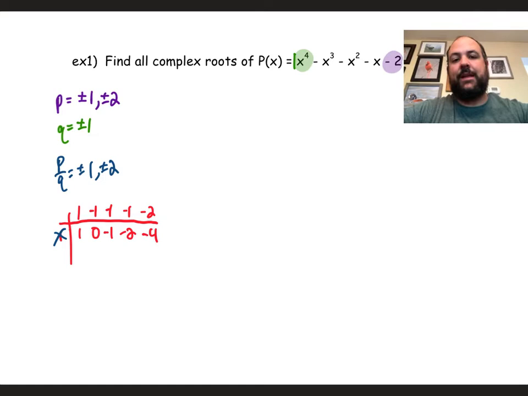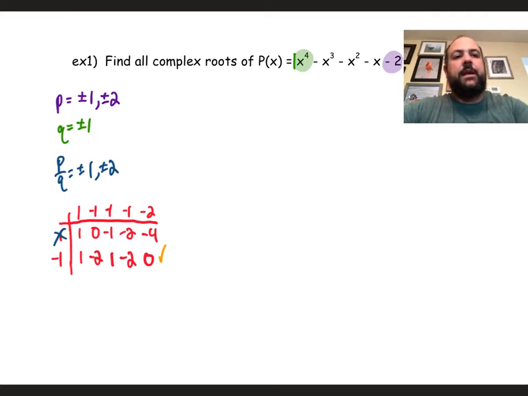Let's try negative 1. So again, the first coefficient comes down. Negative 1 times 1 is negative 1, plus negative 1 is negative 2. Then negative 1 times negative 2 is 2, plus negative 1 is 1. Negative 1 times 1 is negative 1, plus negative 1 is negative 2. And now negative 1 times negative 2 is 2, plus negative 2 is 0. So in this case, hey, that one works.